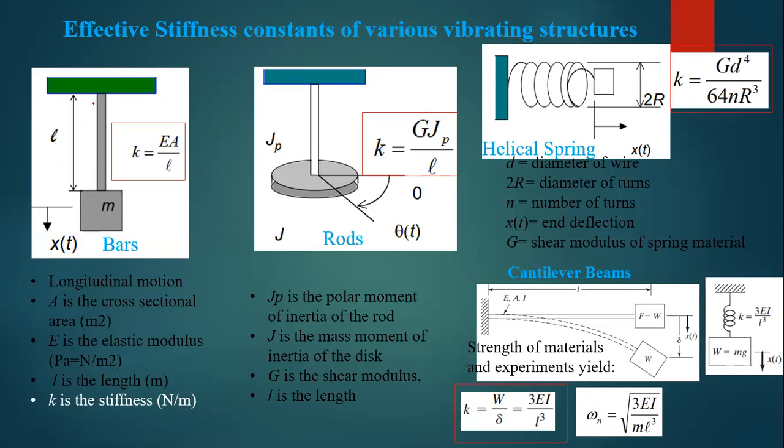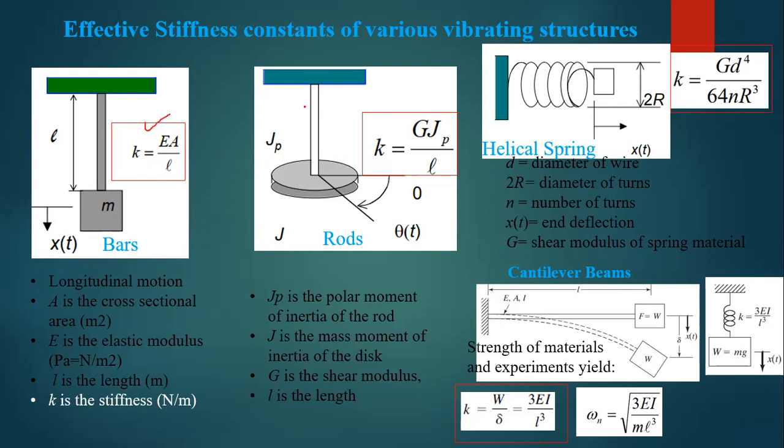For example, this is a linear kind of bar, which has a lumped mass m, and the stiffness of the material is EA over L, which is directly obtained from strength of materials, and the length of the bar is equal to L, and it is vibrating in this direction. Then how can we find that K? AE over L is the stiffness of this system.